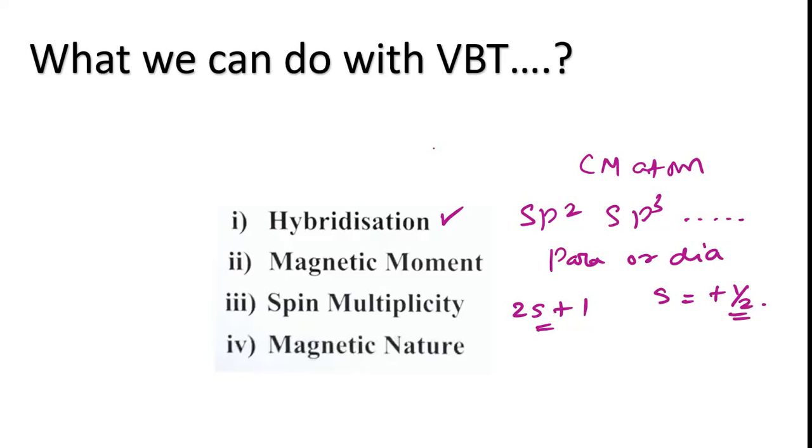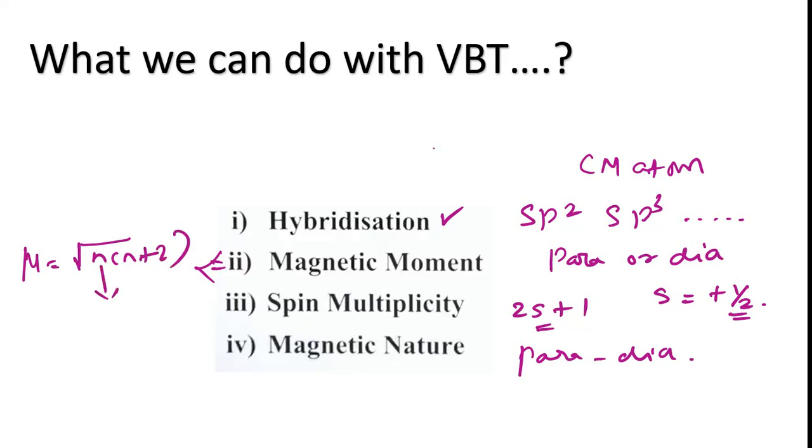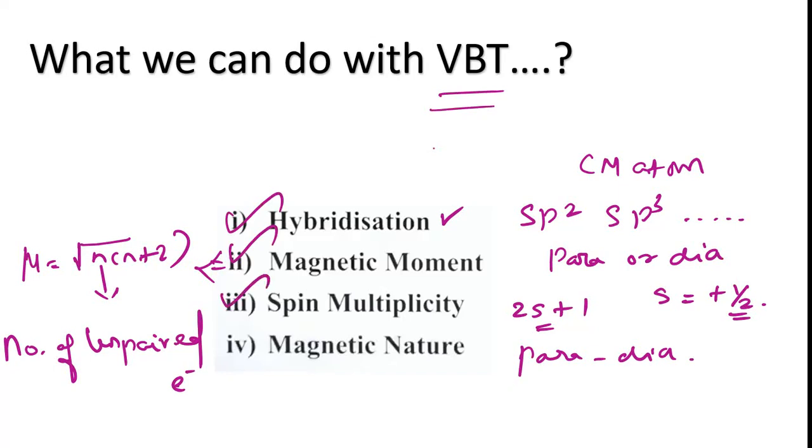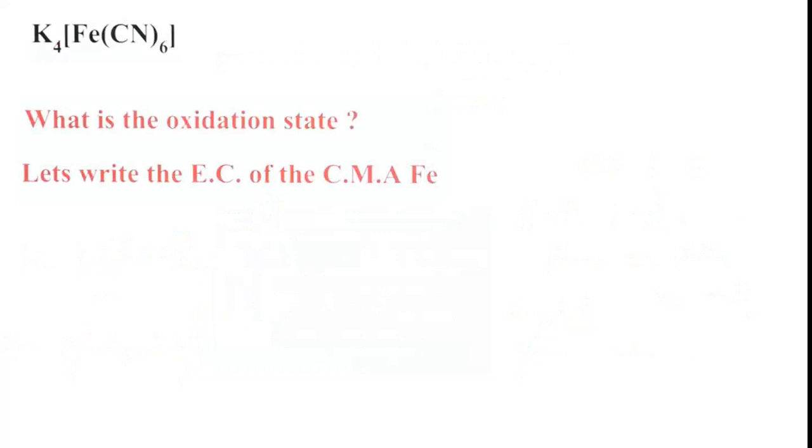And the magnetic nature of the compound. Magnetic nature is paramagnetic or diamagnetic. And magnetic moment we can calculate by using the formula mu is equal to root of n times n plus 2. So this is the formula to calculate the magnetic moment. n is nothing but the number of unpaired electrons. So these are the things we can do with VBT, that is valence bond theory. We can find out the hybridization, the magnetic moment, the spin multiplicity, and the magnetic nature of the compound. Let us learn this with an example.